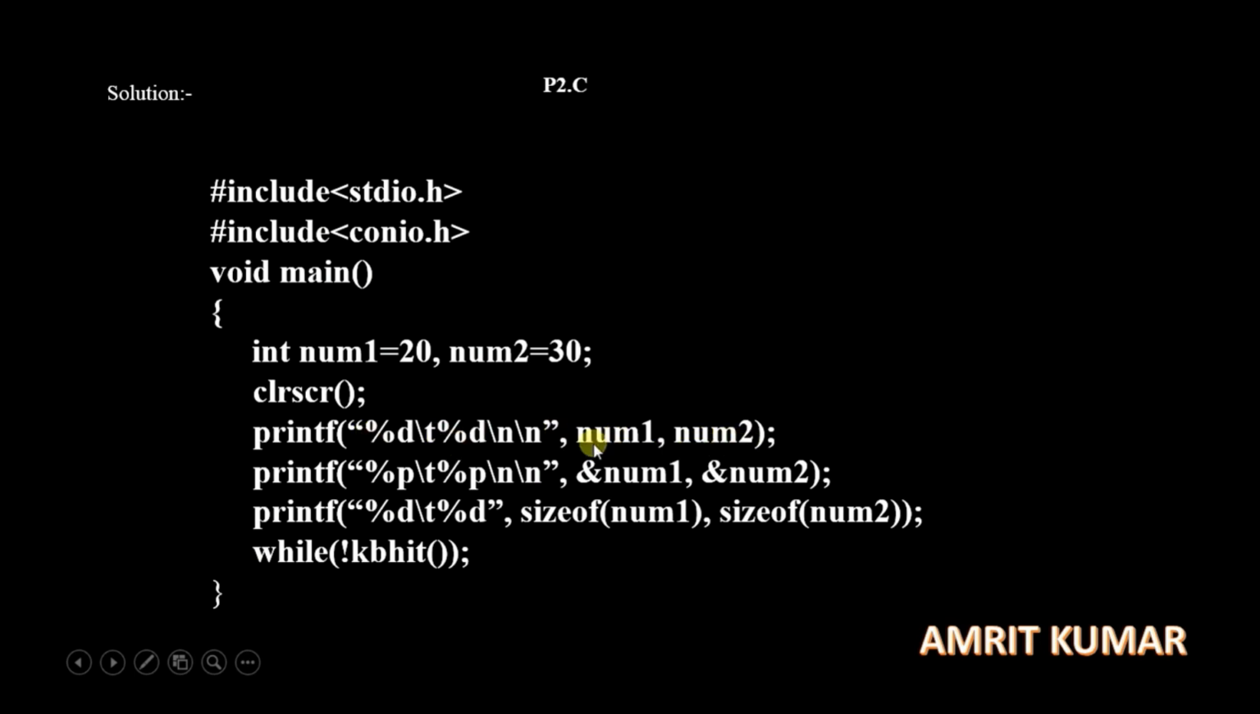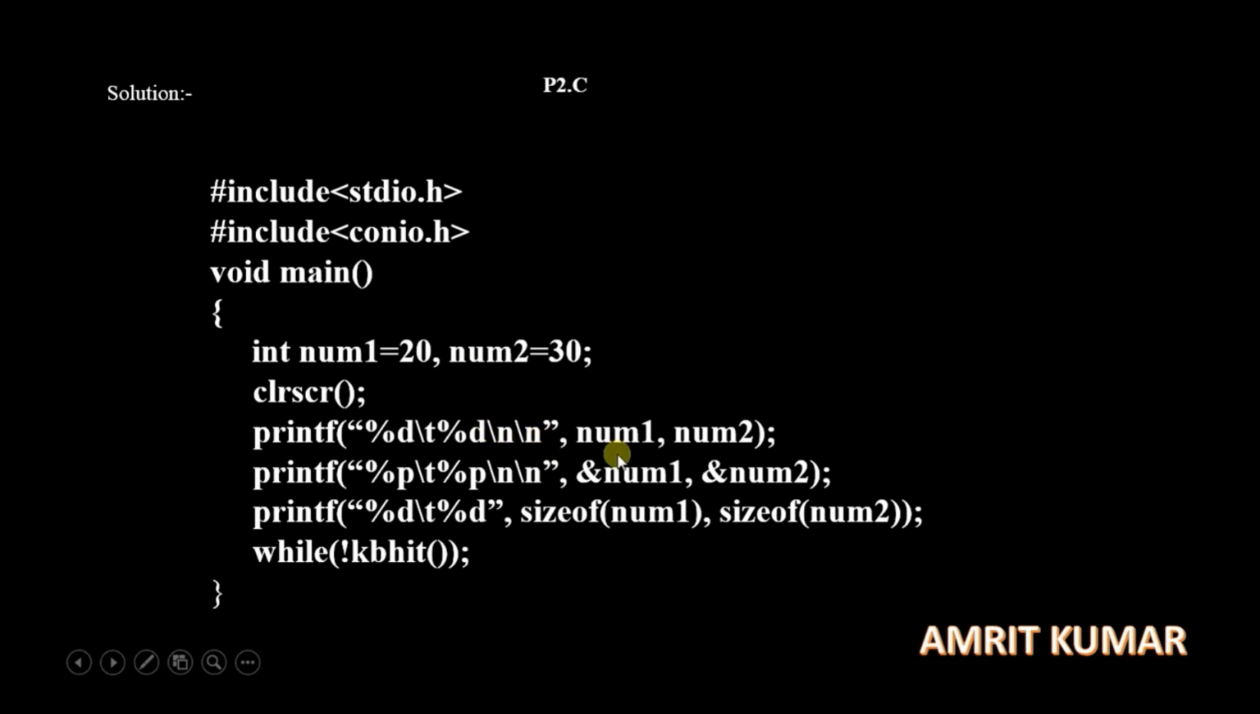So whatever value num1 contains will be replaced here, and whatever value num2 contains will be replaced here. And this is the escape sequence, tab, whose work is for tabbing the two numbers. After that we have used another escape sequence, new line, that creates a new line.